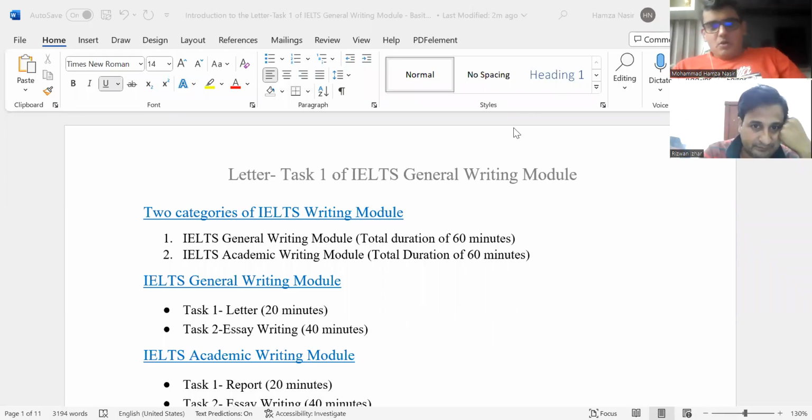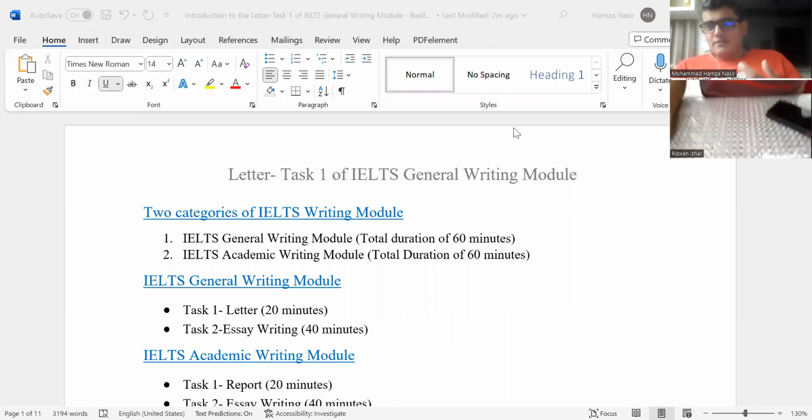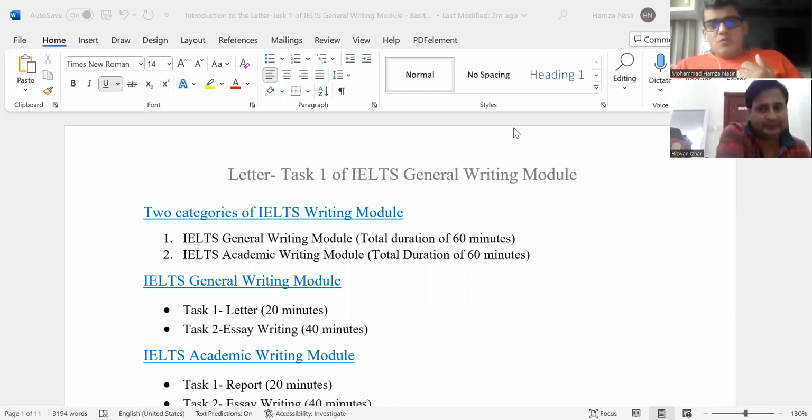All right. So as we know, we're going to be talking specifically about general writing because that is more applicable to your case. Yes. So there are two types of tasks that generally come in your general writing module. Task one is a letter that has to be done in 20 minutes, and task two is essay writing that has to be done in 40 minutes.